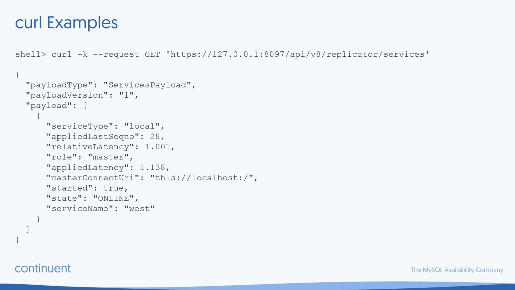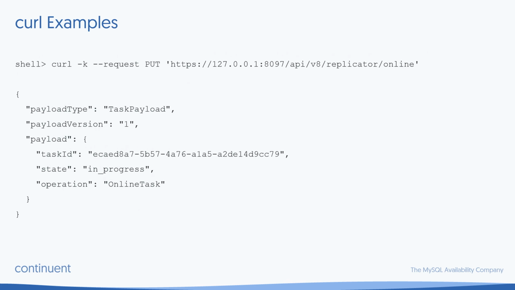Here we see an example using the v8 endpoint for Replicator services. So this would be the equivalent of if you executed trepctl services on the command line. This is the API call equivalent, giving you the payload of the services information. There's also the status information as well, which is the much longer trepctl status output, for example.